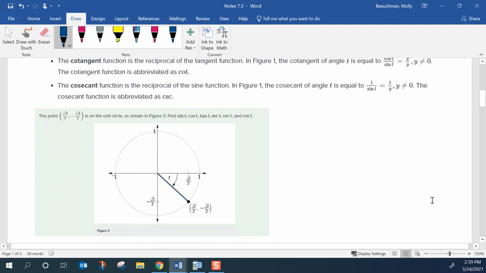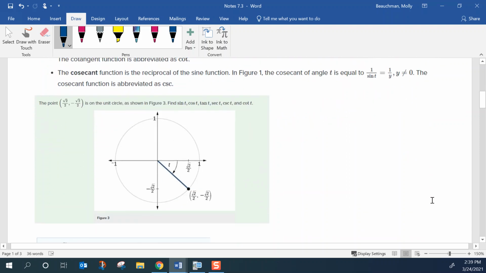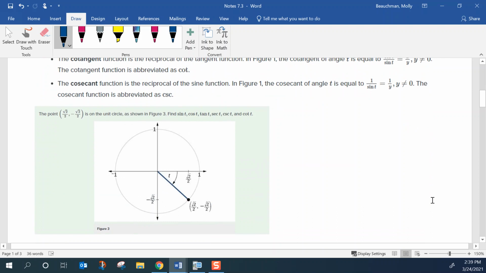So if you think about these on the unit circle, let's take a look at an example. We have the point square root of 2 over 2, negative square root of 2 over 2 on the unit circle. Find sine, cosine, tangent, secant, cosecant, and cotangent of angle T. And notice we've got angle T. It doesn't matter what the angle is. We're trying to find the trigonometric ratios. So T is a negative angle. We're rotating actually negative pi over 4 or negative 45 degrees, because it's one of our exact values.